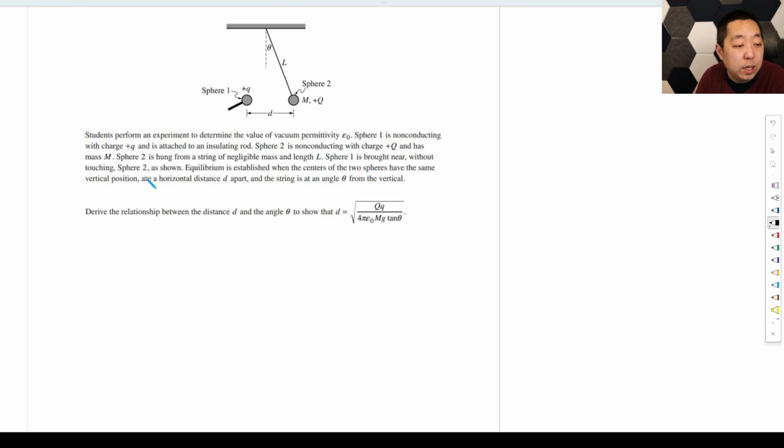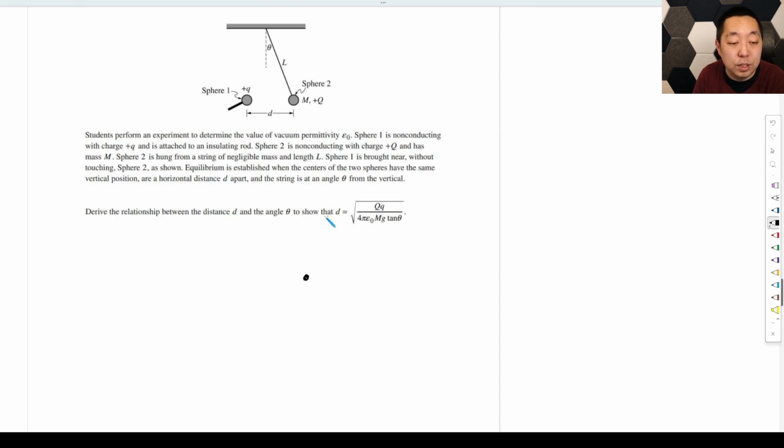Sphere 1 is brought near without touching. Sphere 2 is shown. Equilibrium is established when the centers of the two spheres are at the same vertical position and a horizontal distance d apart, with the string at an angle theta from the vertical. Derive the relationship between the distance d and the angle theta to show that this is true. So whenever they give you the derivation result, it's kind of a sign that it's a little bit tricky, so they want to make sure that you know how to do it.